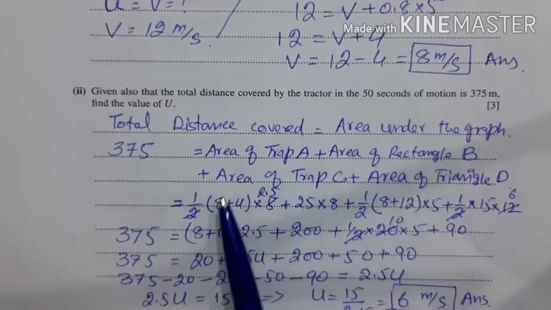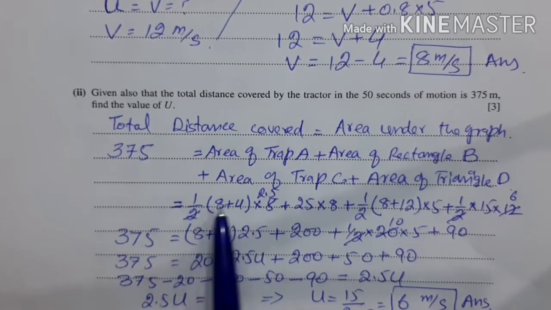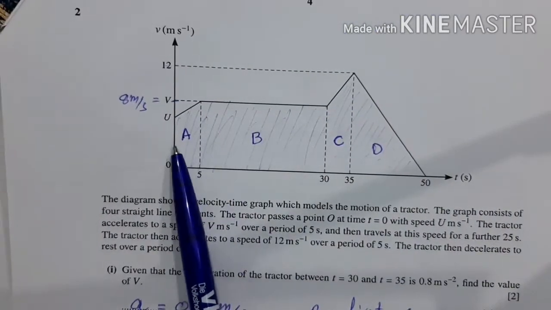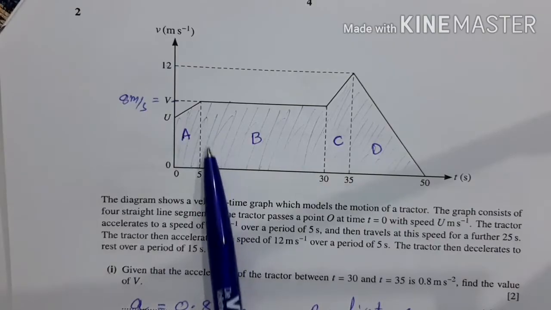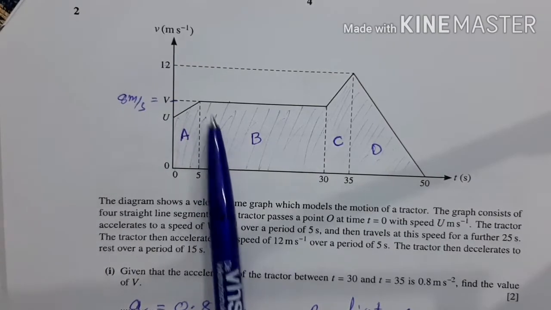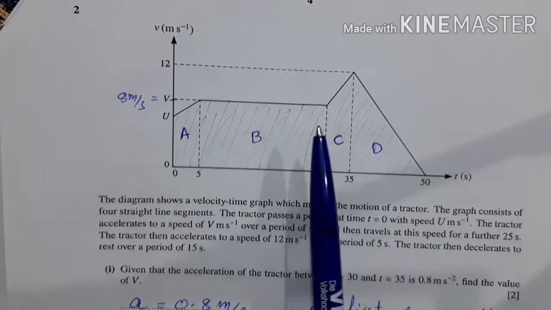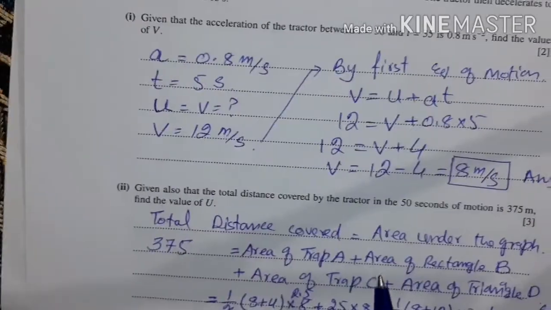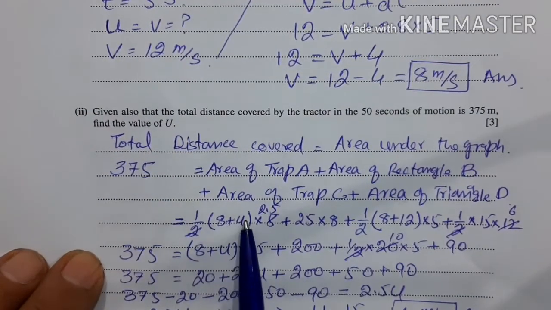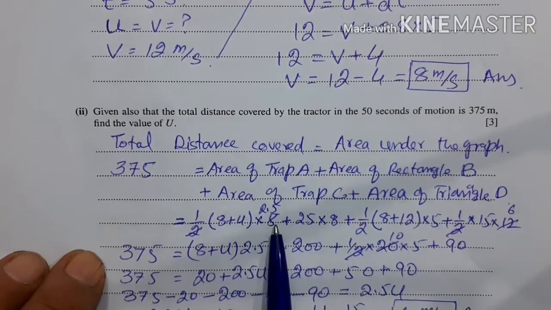So the trapezium's area is 1 by 2 into sum of parallel sides into height. These are 2 parallel sides. One is u and one is 8. I found this 8 in the first part. So the height is 5. So it will be 1 over 2 into 8 plus u into 5.